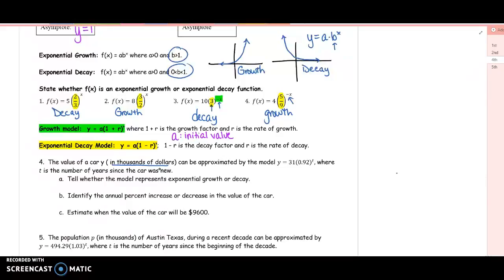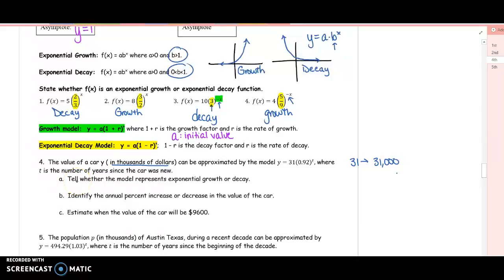Couple of things that you need to know. 31 is the initial value. Was it $31 or $31,000? So keep in mind here that 31 means 31,000.